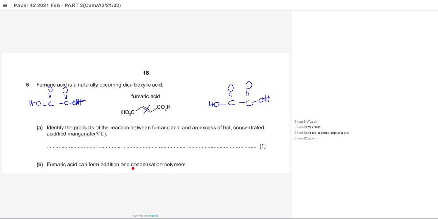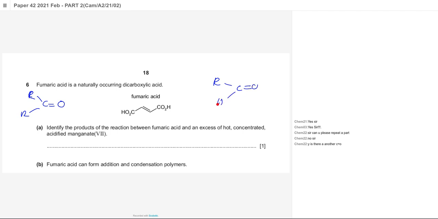This is oxidative cleavage. Remember the oxidative cleavage reaction? If you have this group, you get a ketone. You have this group, you get carboxylic acid, RCOOH. You have 2 hydrogens, you get carbon dioxide. You remember that oxidative cleavage reaction?